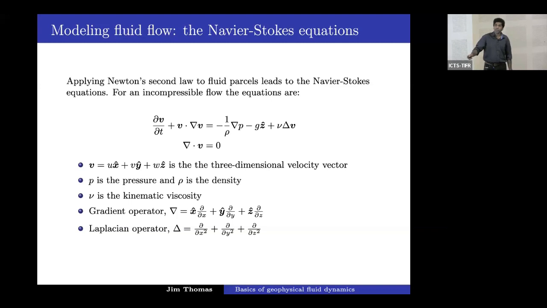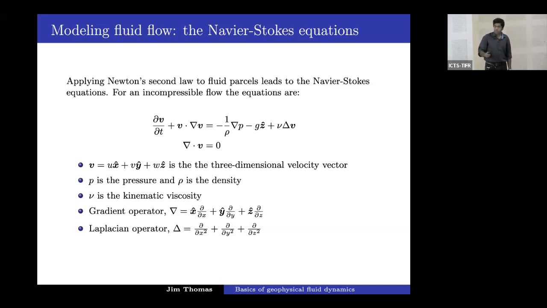Here, velocity is a vector which captures the velocity components in x, y, and z direction. P is the pressure, rho is the density. Nu is what's called the kinematic viscosity, and we have the Laplacian and gradient operators here. So this is the very famous Navier-Stokes equation, which applies to fluid flow.